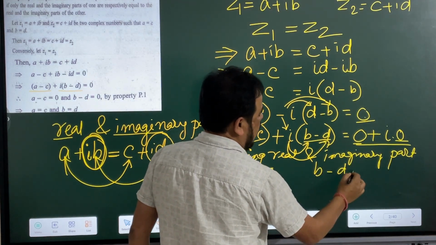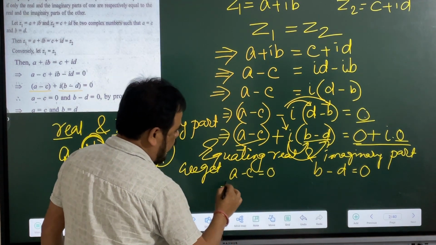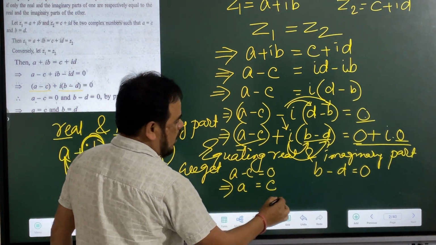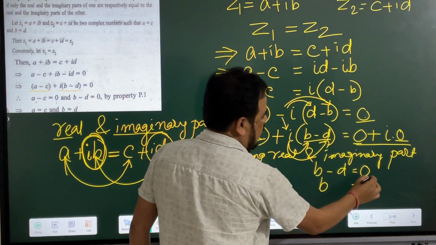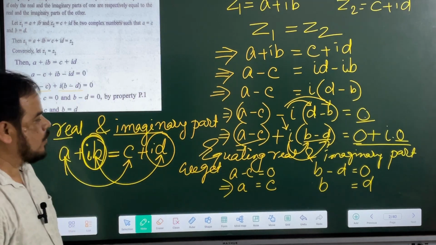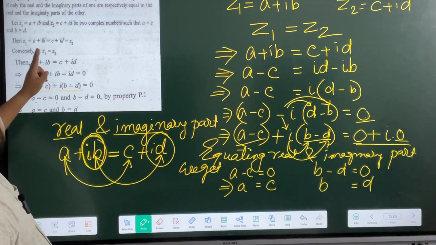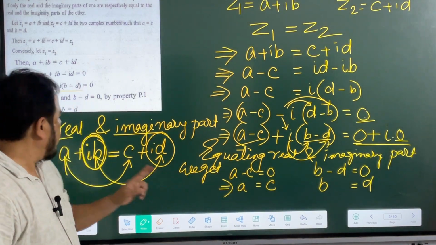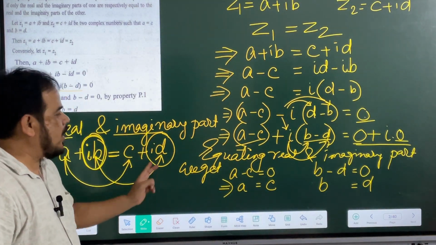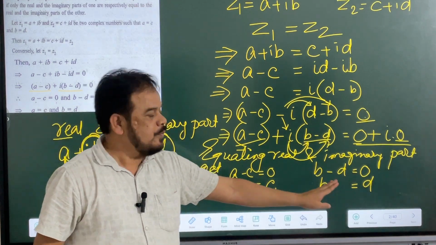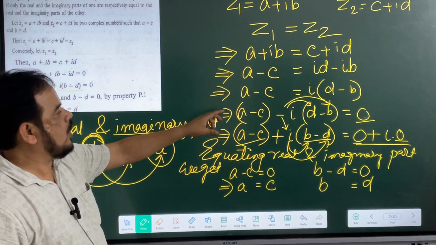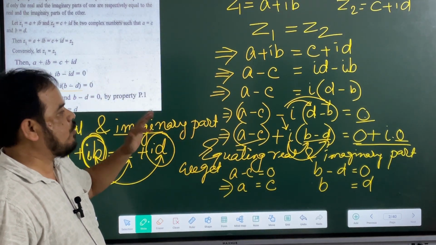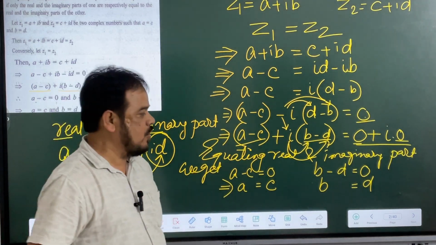B minus D equals 0. Here what do we get? A equals C. Here what do we get? B equals D. We have got A equals C, B equals D. That means real part and real part are equal. We have proved. Imaginary part and imaginary part are equal. We have proved. This is what we have to do if it comes in the exam. Otherwise, you have to apply this theorem in different sums of the exercise.